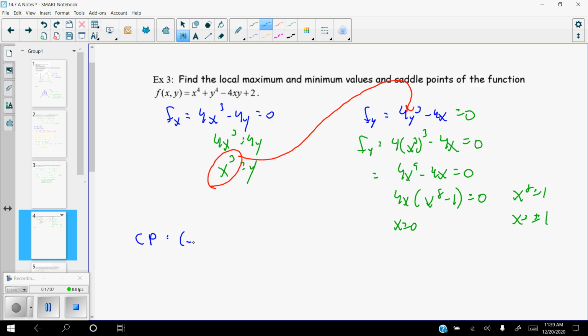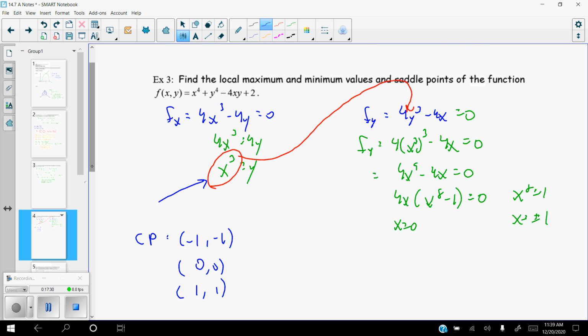So if x is -1, we can plug -1 into here to get our y value. So that's going to be -1 for y. We can plug in 0. That's just going to give us 0 for both. And we can plug in +1, which is going to give us +1. So we have 3 critical values.